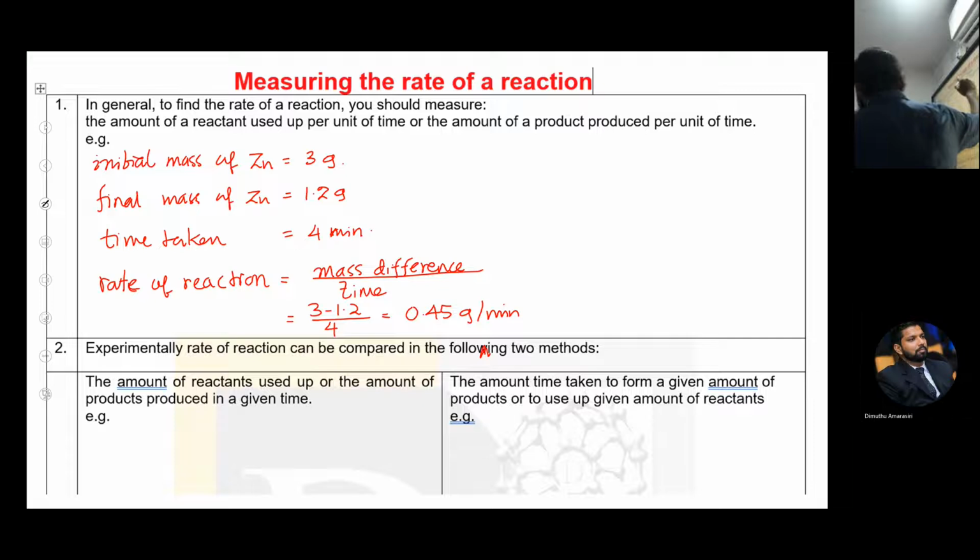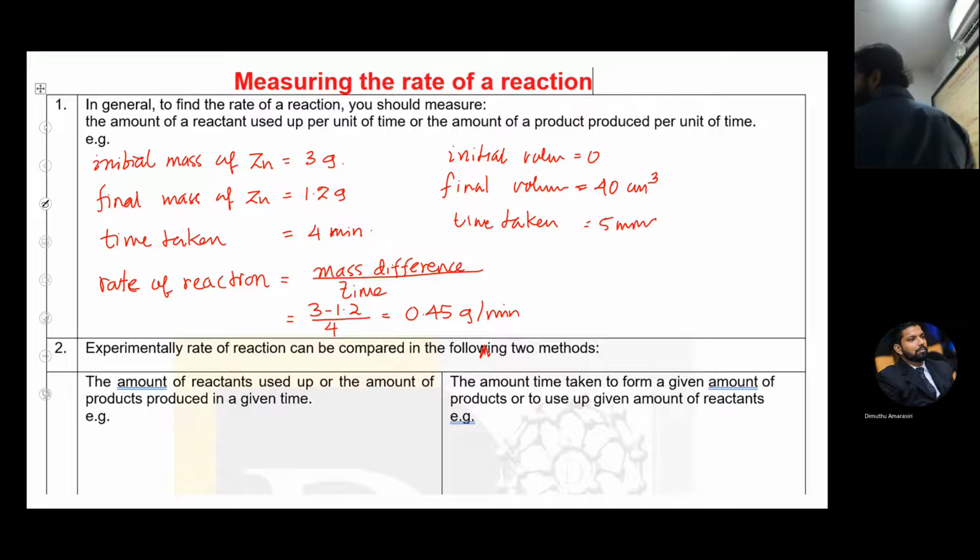Another way, you can measure the volume. I'm giving just examples. Initial volume 0. Final volume, that means the volume of hydrogen you collect, let's say 40 cm3, and the time taken 5 minutes. Can't you find the rate of reaction? You can, right? 40 minus 0 divided by 5. You get it? And then you find the rate of reaction. But this is not always going to be easy.